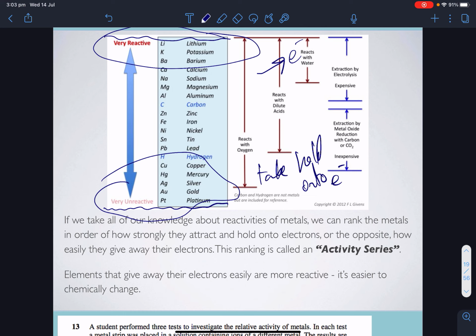So if you think about lithium and potassium, we know they're group 1 metals. We know that they're very unstable. We know they love to give up their electrons to have their full outer shell. Okay, that's why they're up there. They're more likely to give their electrons away. The more unreactive ones are likely to take or hold on to those electrons. So this ranking we call an activity series, or sometimes you'll refer to it as the metal activity series.